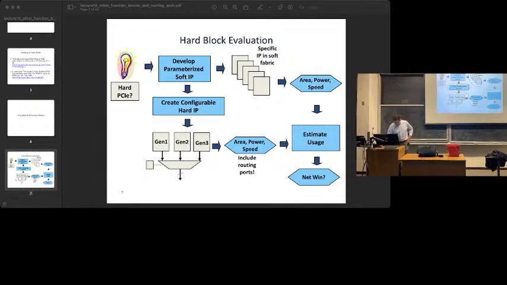Actually, I have a question. Historically, people evaluated whether to harden something primarily based on area and somewhat on speed. But now they often also look at power. Power is more and more important. Do you think power pushes you to harden things more, less, or the same versus when you were looking mostly at area?